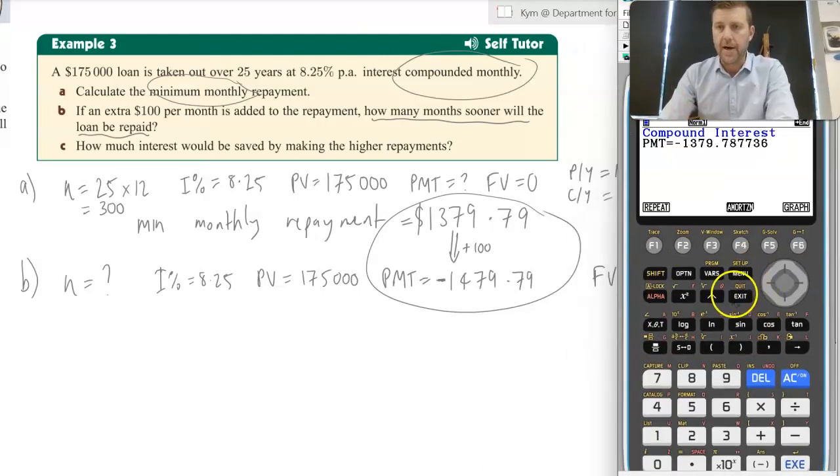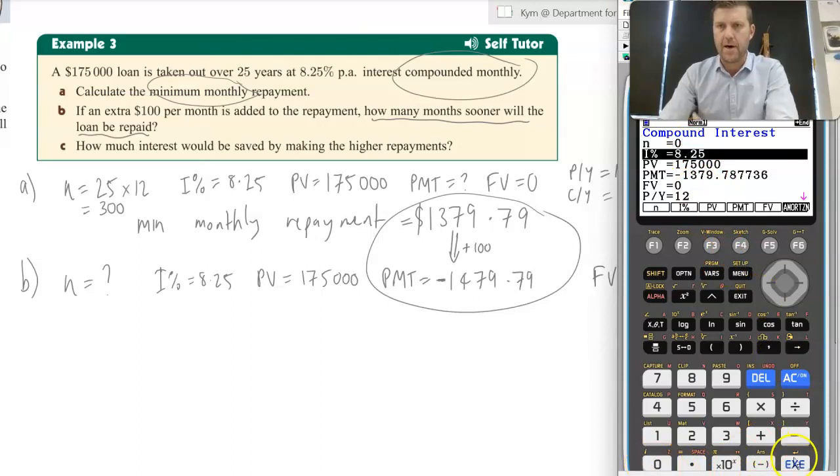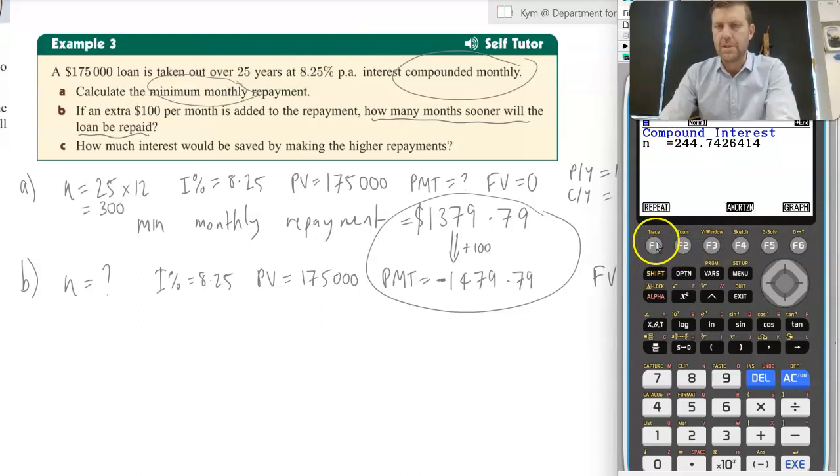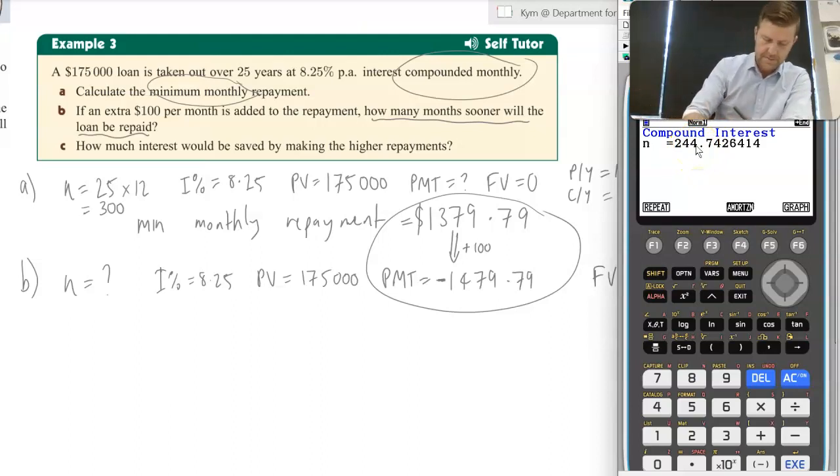So if I exit, I'm going to make those few tweaks. Let's set N as 0 for now. We'll ask it to solve. And this now becomes minus $1,479.79. And you simply then ask it to determine the value of n, which in this case is 244.7. We're going to round it up to 245 months.